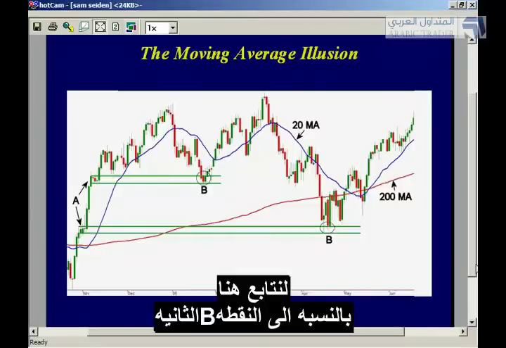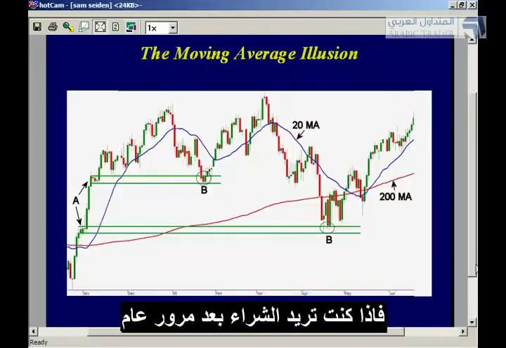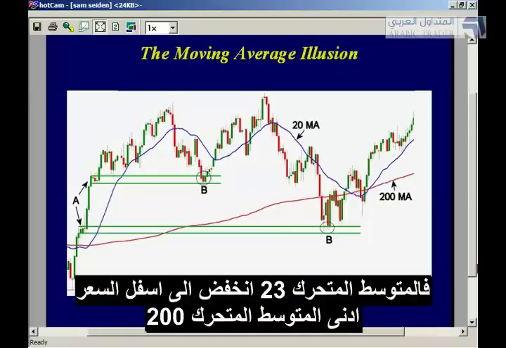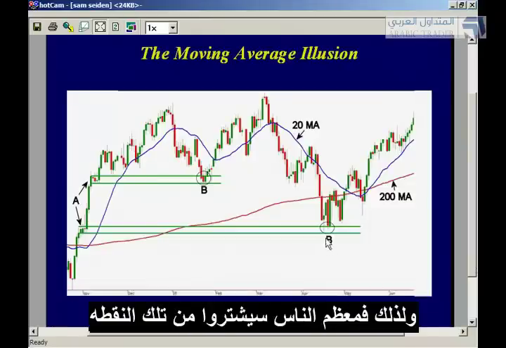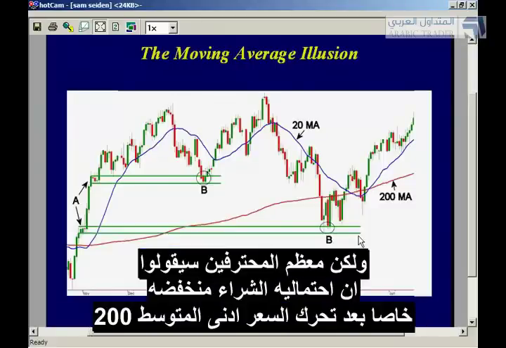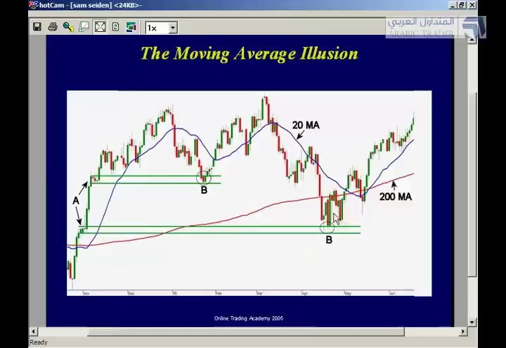The second one, B, at the time when we want to be a buyer, the 20-period moving average is sloping down, and prices are below the 200-day moving average. Okay, most people are not going to buy there. Most professionals are usually going to say, definitely don't buy this market. We're now below the 200-day moving average. Well, let's continue here.